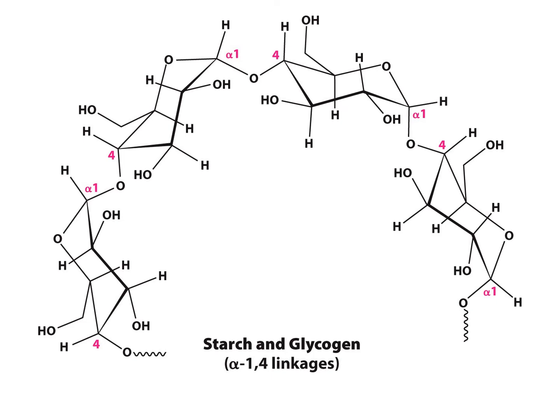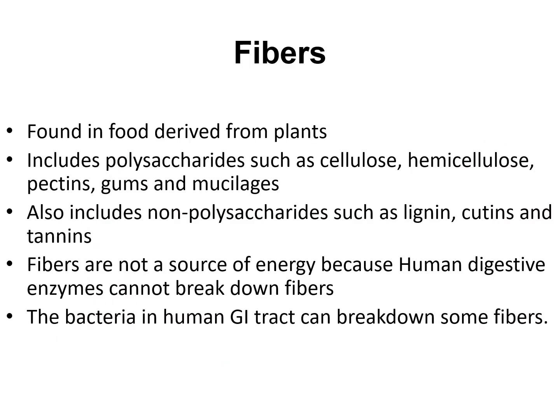This is, for example, one representation of starch and glycogen, where the linkage is alpha 1 to 4 linkages, and these units are going to be present multiple times. Fibers, on the other hand, are found in food derived from plants. As you are aware, there are several plant-derived foods which are rich in fiber. These include polysaccharides such as cellulose, hemicellulose, pectins, gums, mucilages, and again, it depends. These polysaccharides consist of monosaccharides forming linkages, and can be considered as the storage form of monosaccharides.